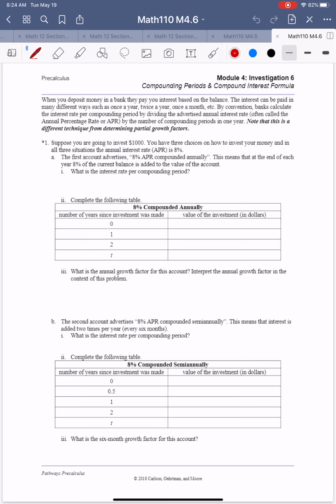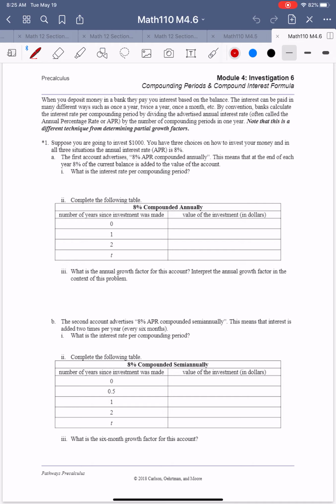The interest can be paid in many different ways, such as once a year, twice a year, once a month, and etc. By convention, banks calculate the interest rate per compounding period by dividing the advertised annual interest rate, often called the annual percent rate or APR, by the number of compounding periods in 1 year. Note that this is a different technique from determining partial growth factors.